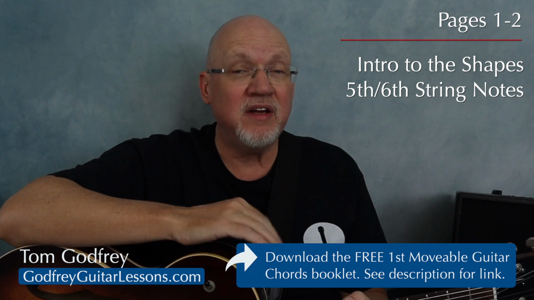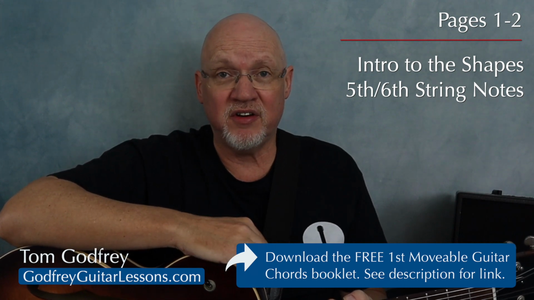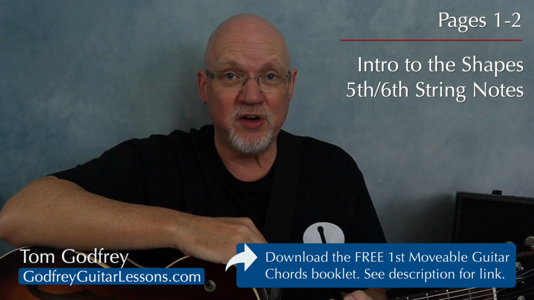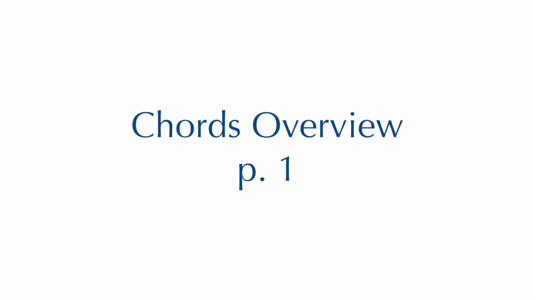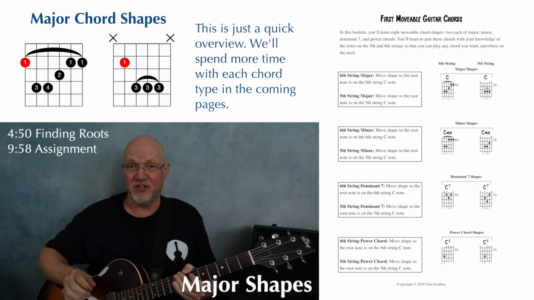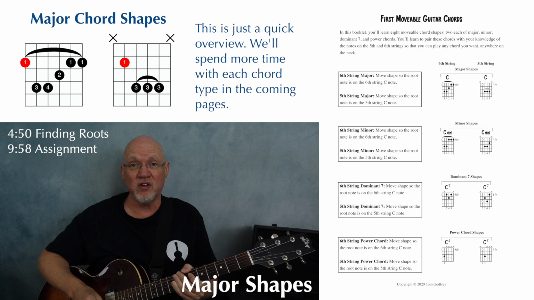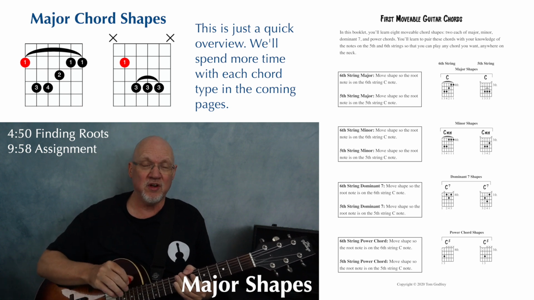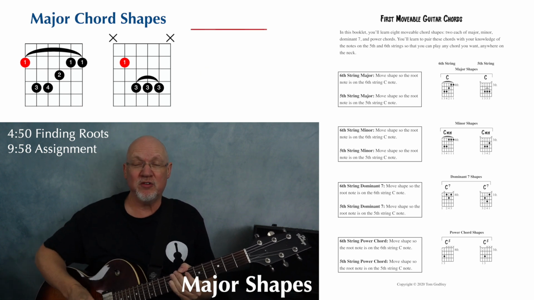We're going to quickly go over the 8 shapes you'll learn in this series, and then I'll show you how to find your root notes on the 5th and 6th strings. These are the 8 shapes you're going to learn in this series. They're all written as C chords, but you can move them around to any root note, and we'll talk about finding your root notes in just a minute.